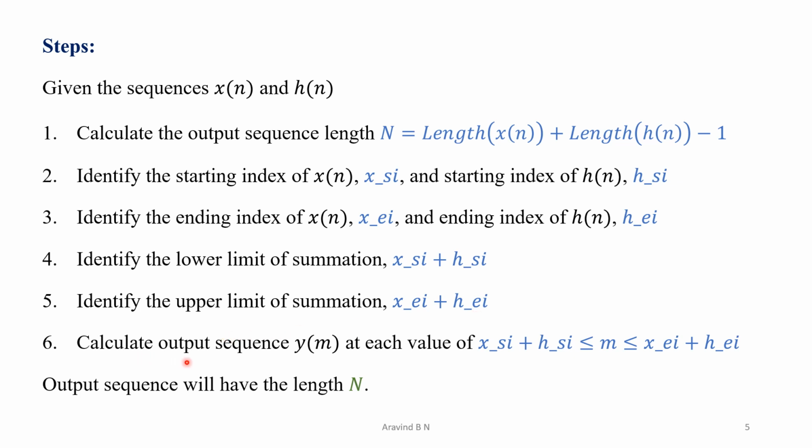Step 6. Calculate the output sequence y of m at each value of m ranging from x underscore si plus h underscore si up to x underscore ei plus h underscore ei. That means between the lower limit and the upper limit, at each value of m we are going to calculate the output. Finally, the output sequence must have the length capital N. Now let us go through a problem where we can clearly understand these steps.